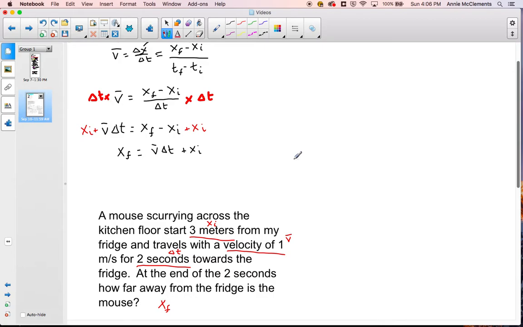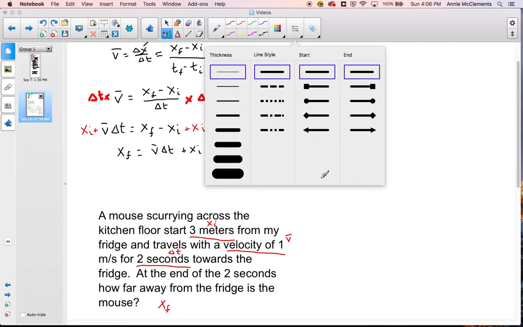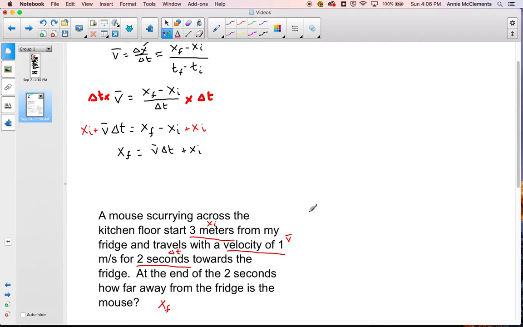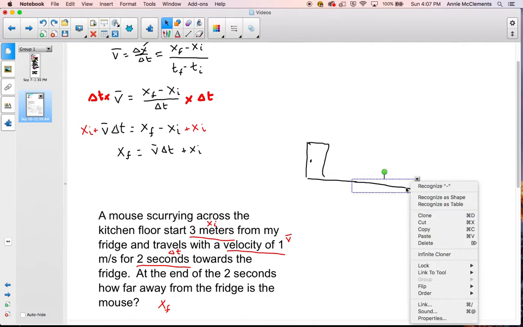So sometimes with these word problems, I find it helpful to draw a quick picture, just so we all know what's going on. In this case, we're talking about a mouse crawling towards my fridge. If this is my fridge, use your imagination, and we've got a straight line. We're still just working on motion in one direction. There's our straight line.